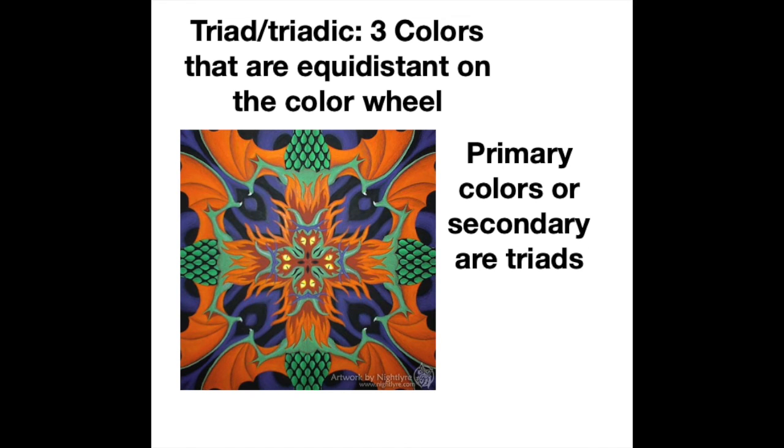The triadic color scheme is a group of colors that are equidistant on the color wheel. So primary colors like red, blue, and yellow, or secondary colors like orange, violet, and green are part of a triad color scheme.